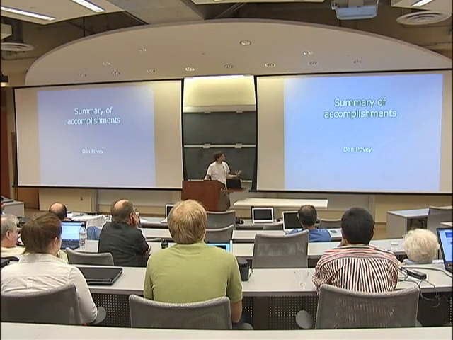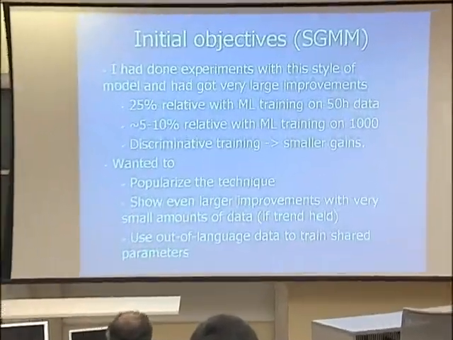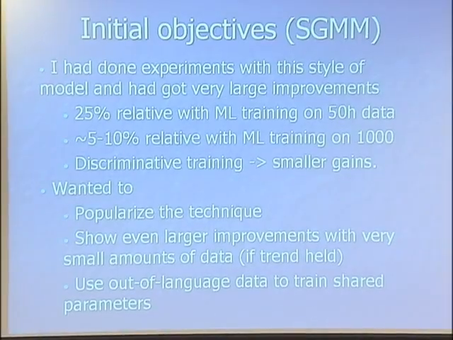So this is just to summarize what we've done. This was a slide about the initial objectives and why we're here. On the SGMM side, I had done these experiments at IBM where I was getting a lot of improvement with this model on reasonably small data sets, and even getting some improvement on very large corpora. My idea was partly just to popularize it, because sometimes these things take a while to catch on, and if it's hands-on, that's a good thing. And also to do some more experiments on multilingual situations, and what happens if you have very small training data.